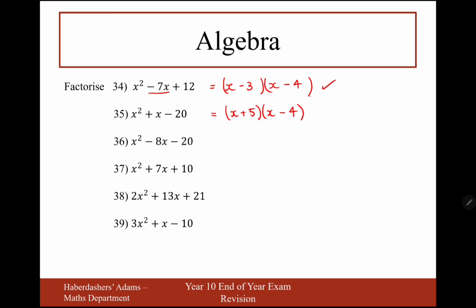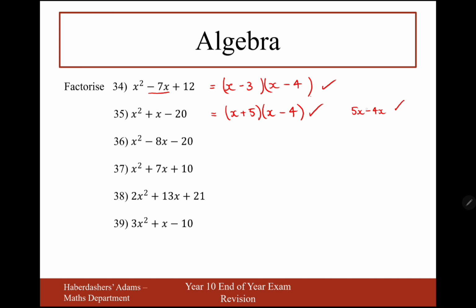x plus 5, x minus 4. If we expand the brackets, x times x gives x squared, 5 times x is 5x, x times minus 4 is minus 4x, and if you add the 5x and the minus 4x, this would simplify to x, which is exactly what we want. So great, we know we've done this question correctly, and 5 times minus 4 is minus 20.